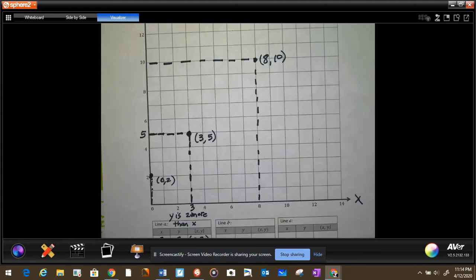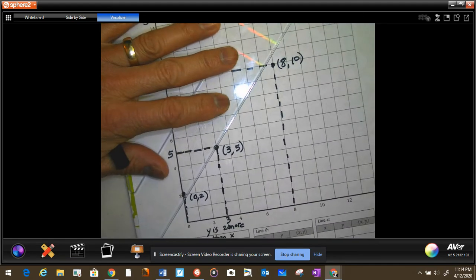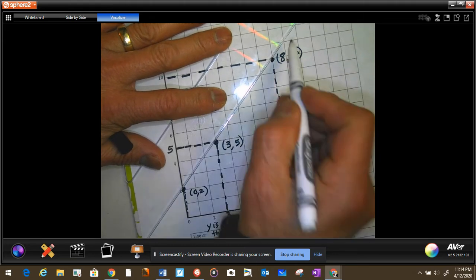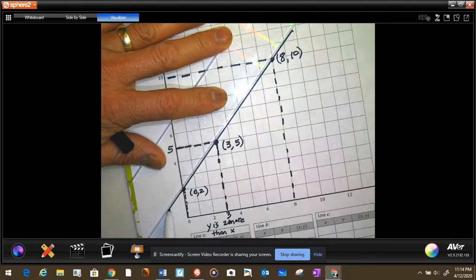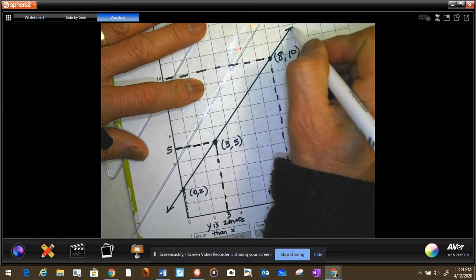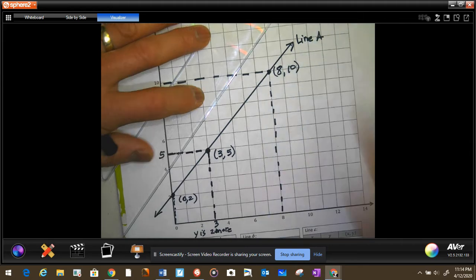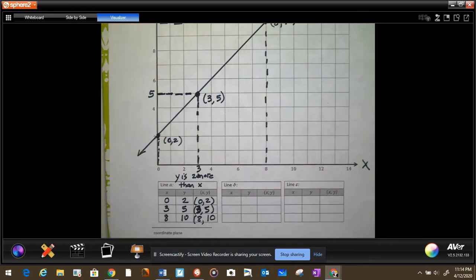Now, remember what I said. We find the rule because when we follow it, it makes a line. When you connect each point, that's the line that we made. Each point is going to be on the line because we're following the rule. So this is our line, and we call it line A.